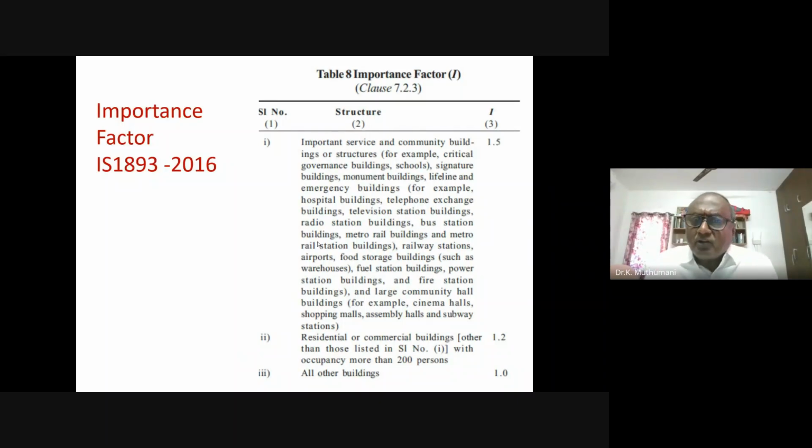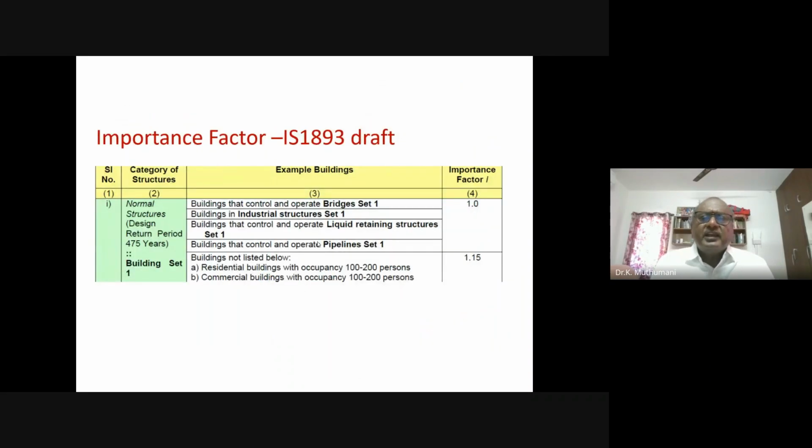The second point I wanted to note is the importance factor, given as 1.5 and 1.2 depending upon the use of the building. For example, hospitals and schools are given a higher importance factor. That means you have a little more force, because hospitals have patients, and schools and colleges have our next generation. So we are worried about that and try to design for a higher value. But for all other residential buildings and other things, we just use 1.2 or 1 as the case may be. That means we don't give any importance factor. But here also the draft code talks about 1 and 1.15 only.